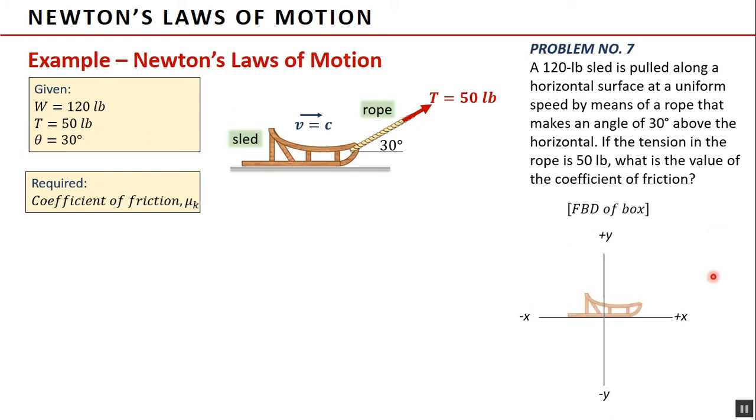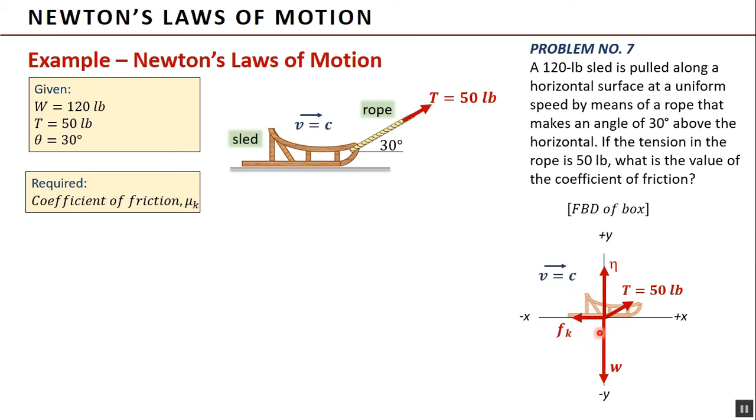Then we indicate the forces acting on the sled. We have the sled's weight, which is vertically downward, the perpendicular normal force N, the tension T, which is 30 degrees above the x-axis, and the kinetic friction, Fk, which is opposite to the direction of the movement of the sled.